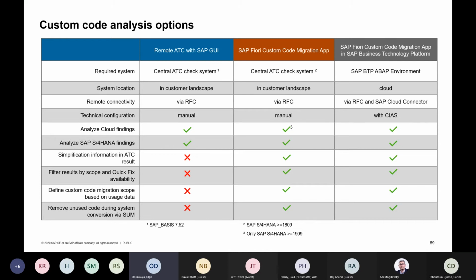And the disadvantage is you don't get the simplification information of the SAP S/4HANA in ATC results, and you don't have the filters, you don't have the graphical capabilities, you're not able to upload the usage data and define the scope based on that. And so we recommend to use the custom code migration app. And the custom code migration app is available either in SAP S/4HANA on-premise, starting with 1809 release, or you can use it also in SAP Business Technology Platform in ABAP environment.